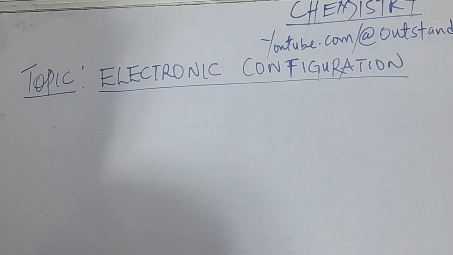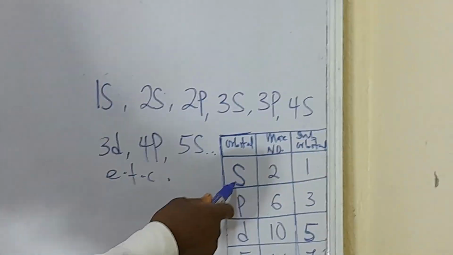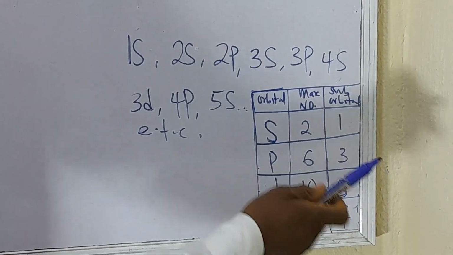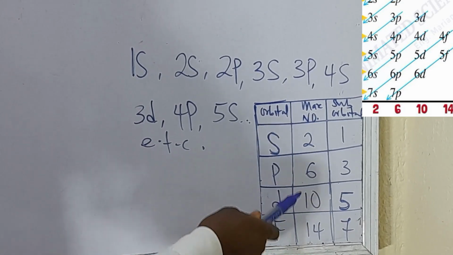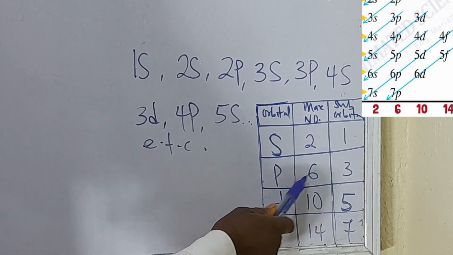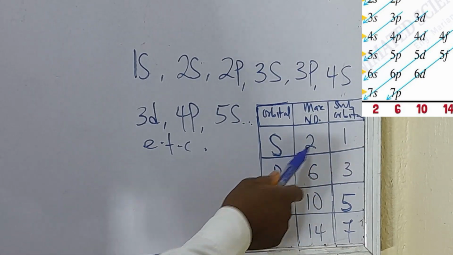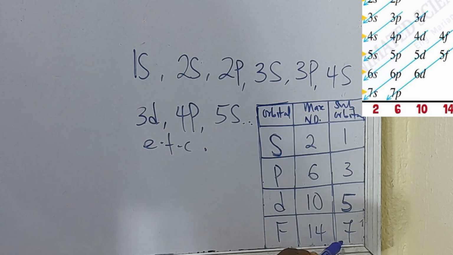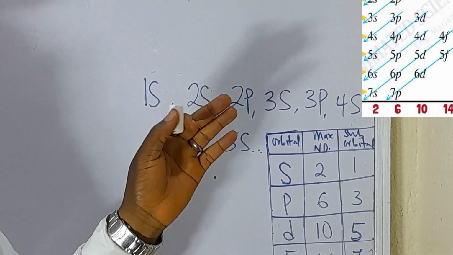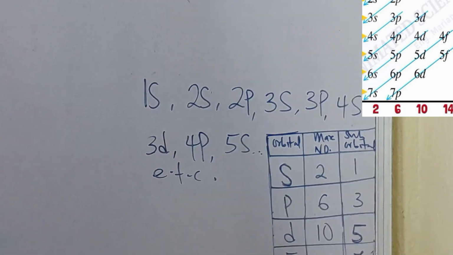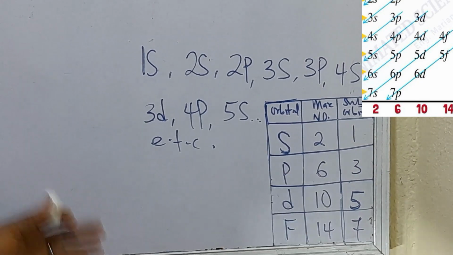We're going to be using S, P, D, F to explain that. Look at it here. S means spin, P means principal, D diffuse, and F fundamental. The maximum number of electrons is 2 for S, 6 for P, 10 for D, and 14 for F. The sub-orbitals of S is 1, P is 3, D is 5, and F is 7. According to what you are looking at here, we are going to use that arrangement to arrange our electrons in the orbital shells.